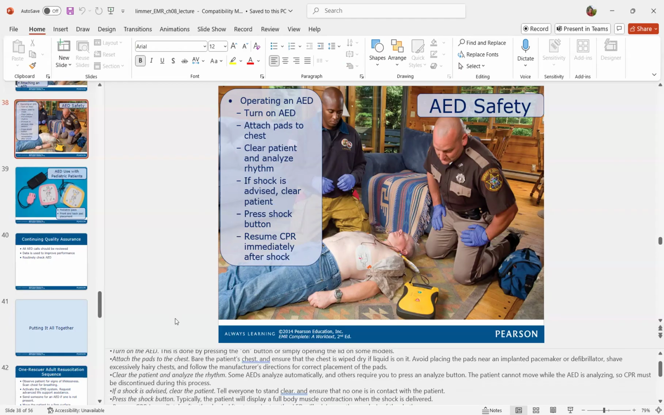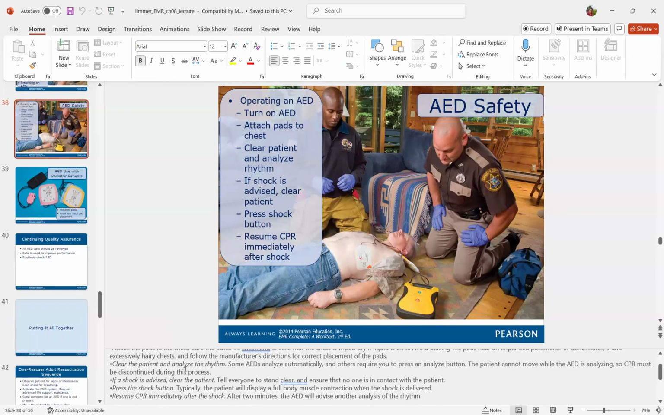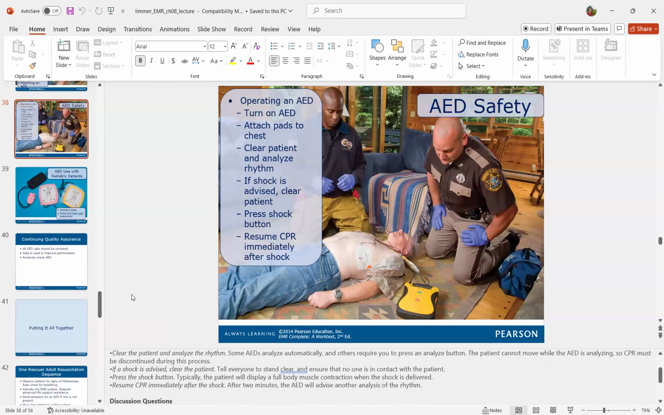If a shock is advised, we want to clear that patient, tell everyone to stand clear and ensure that no one is in contact with that patient. We're going to press the shock button. Typically, the patient is going to display a full body muscle contraction when that is delivered, so be prepared for that. And then we're going to resume CPR immediately after the shock.